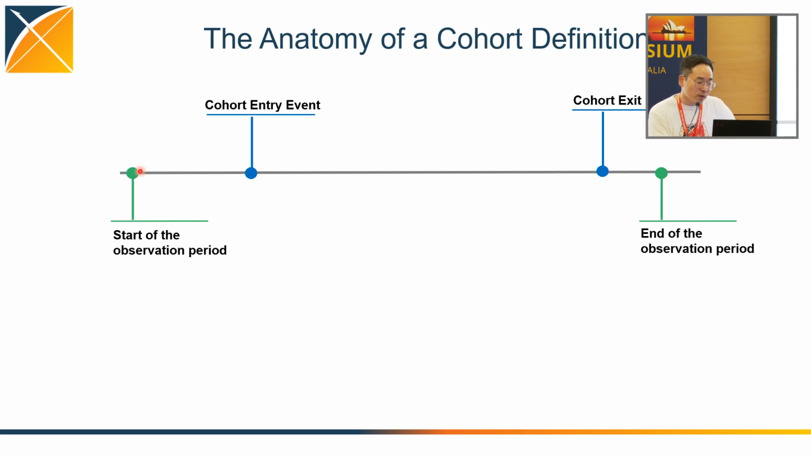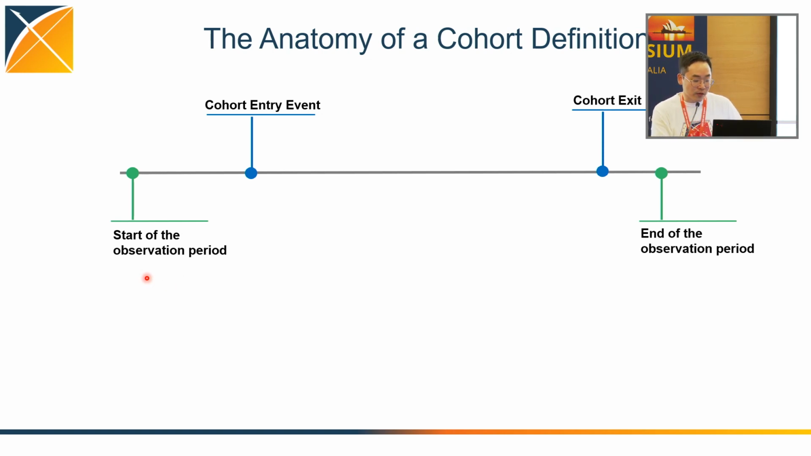In OMOP CDM, there is an observation period table which defines the observable period of a person or subject. The start or the end of the observation period depends on each person. Each person can be registered to the claim or start a visit at a hospital as he or she can be recorded in the EHR.